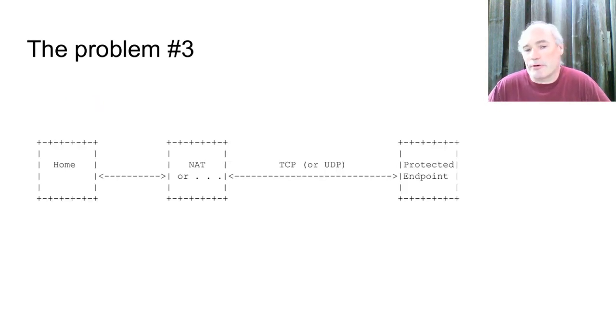Finally, it's problem 3. It's where you have a home, and you have a router, and you have TCP or UDP as the only protocol you can get through to the other end, where you want to reach your protected endpoint. Some people can only get TCP through from their home, or wherever they are, to where they want to be. So it's come up, and Libreswan supports it. Maybe not the BSD kernels, but we're hoping.